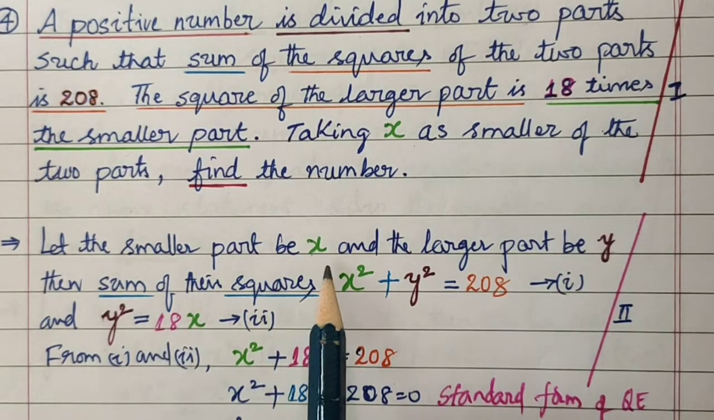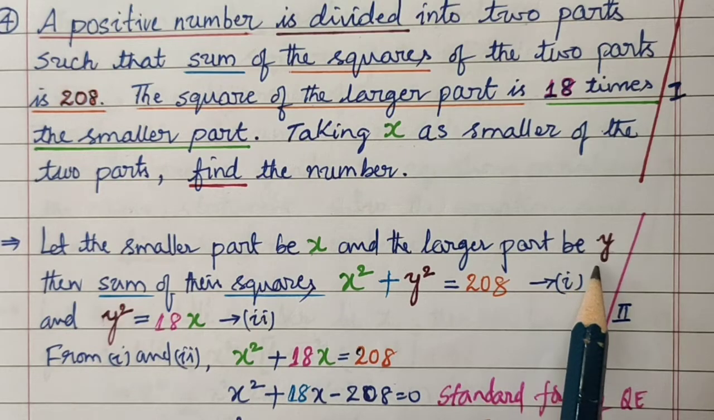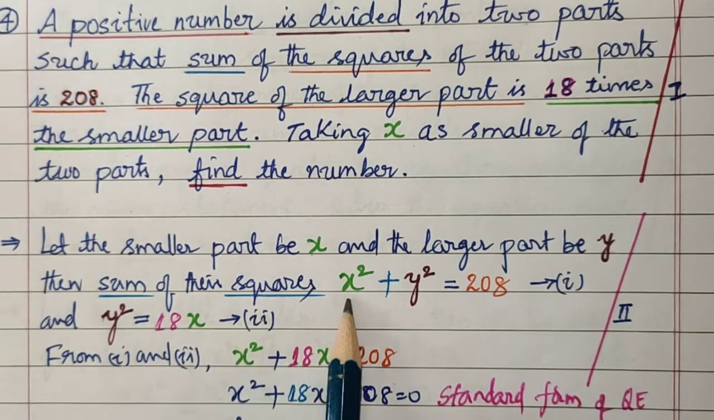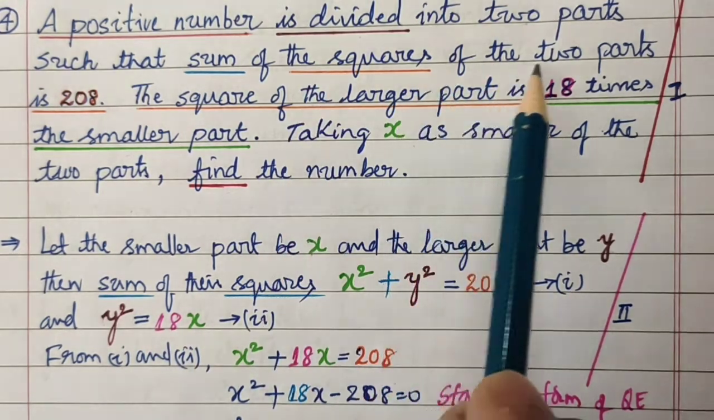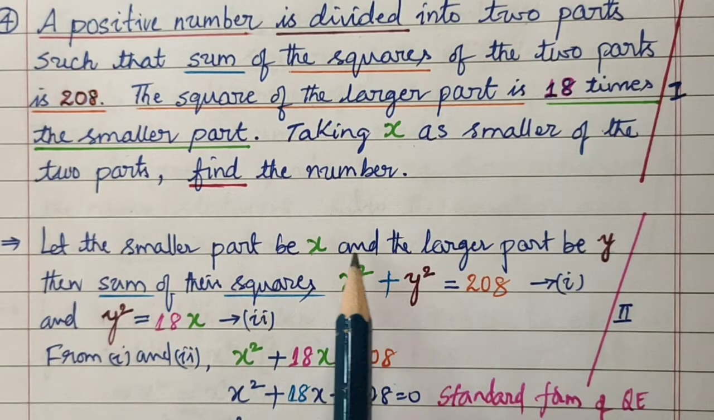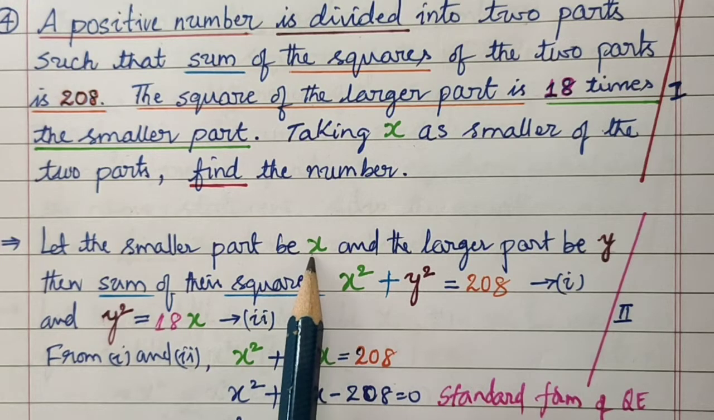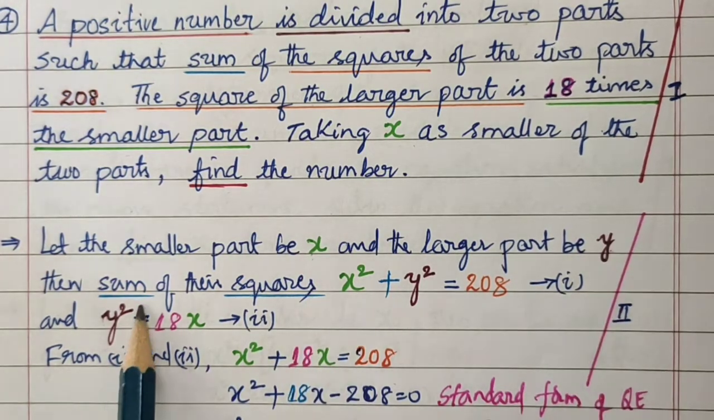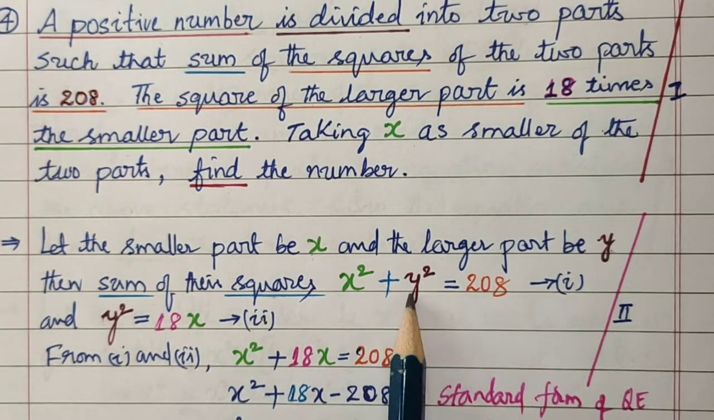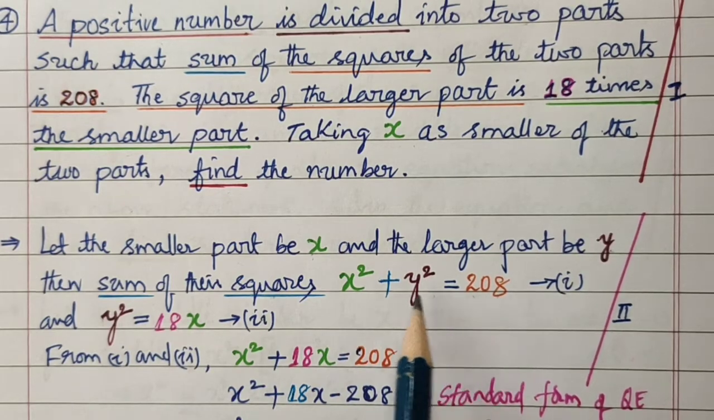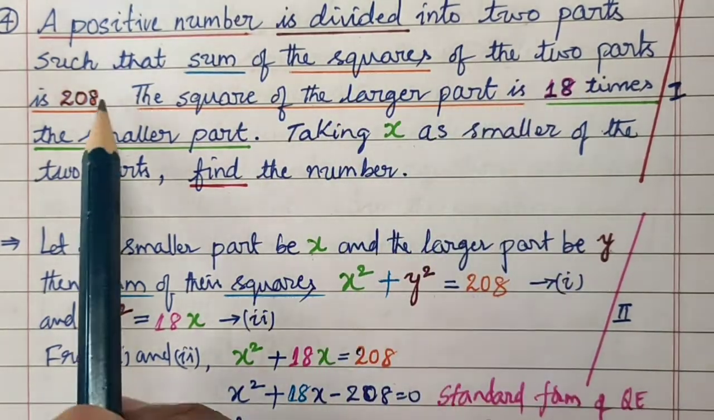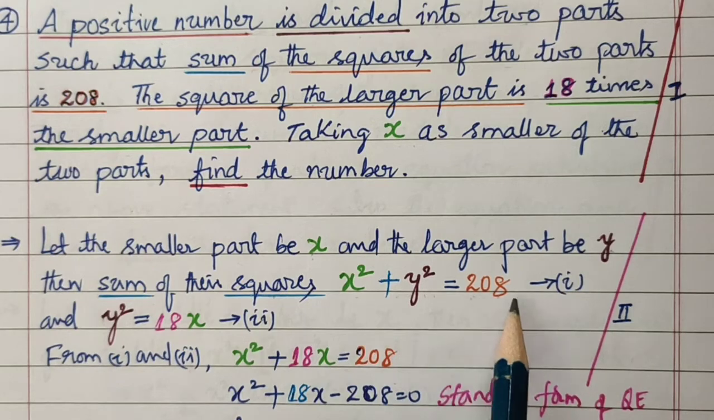Then the condition, sum of their squares. Let the smaller part be x and the larger part be y. Then the sum of the squares of the two parts is 208. This is the smaller part and this is the larger part. Sum of their squares, this is the condition: x square plus y square is equal to 208.